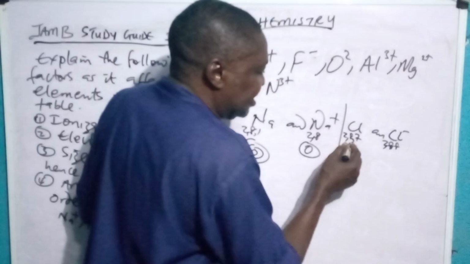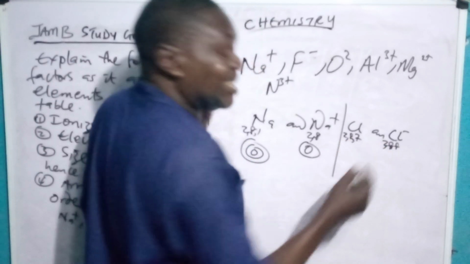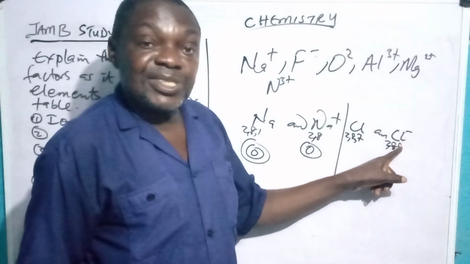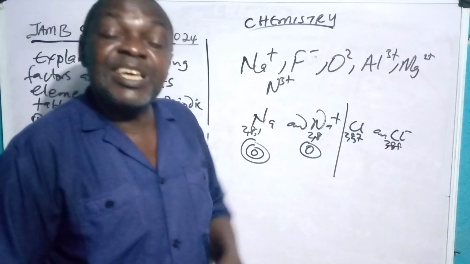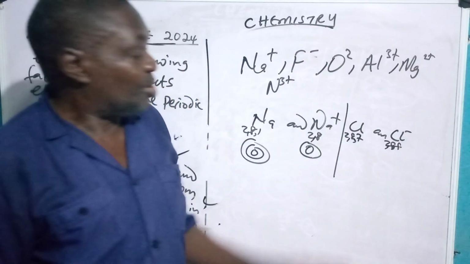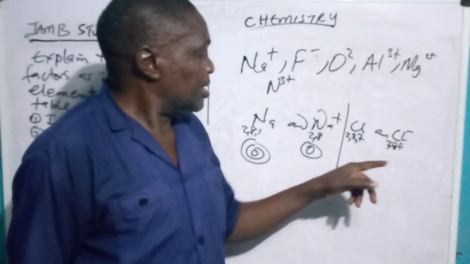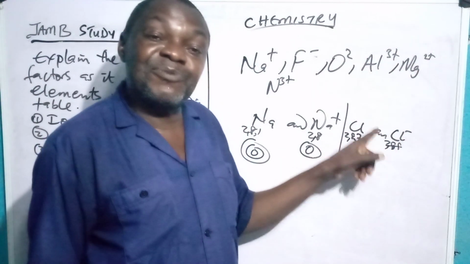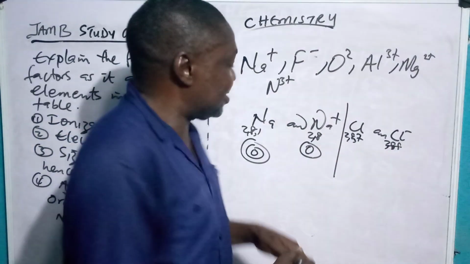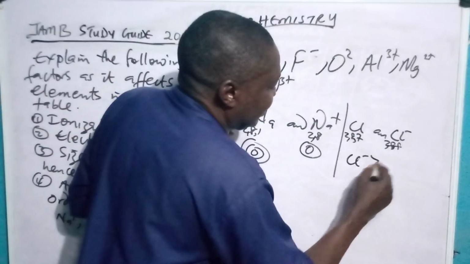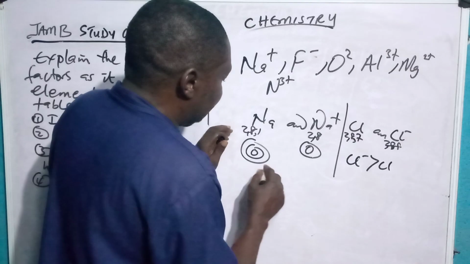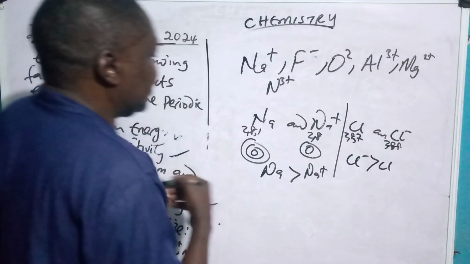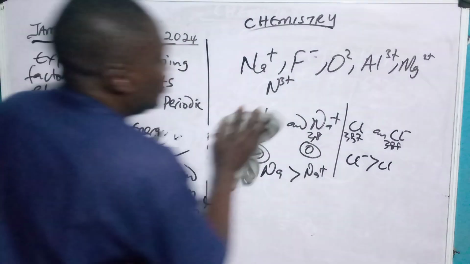You see it? These are 3 shells, actually this one is also 3, but it is as if a stranger, a different one, is brought into it, making it seem as if a different shell is added because it has brought another thing entirely. Therefore, the size of a negative ion is bigger than the size of its neutral atom. Cl minus is greater than Cl, while Na is greater than Na plus. Don't forget that. Then let's go to the question.